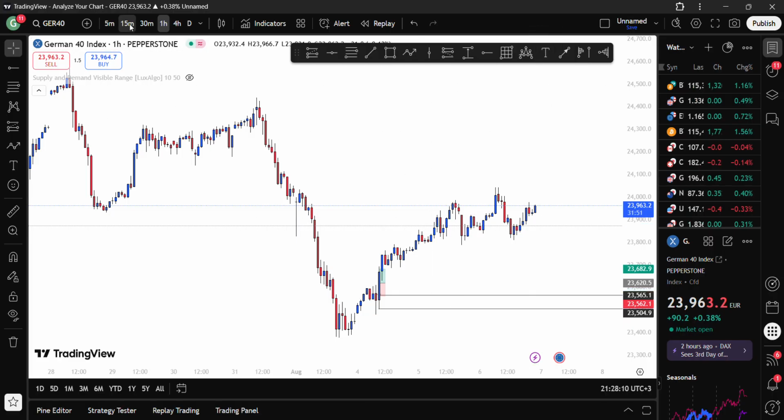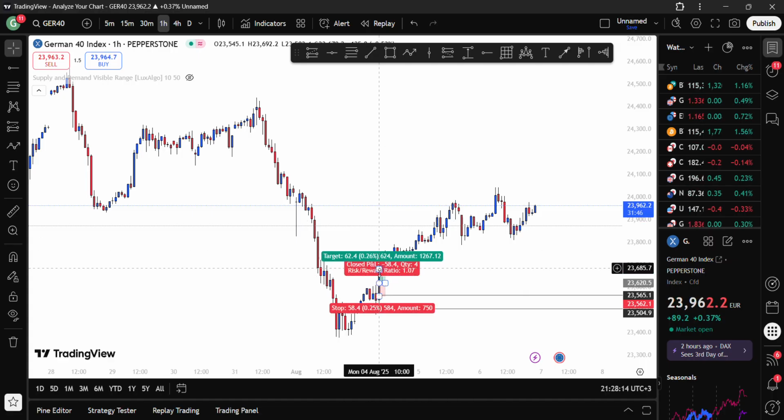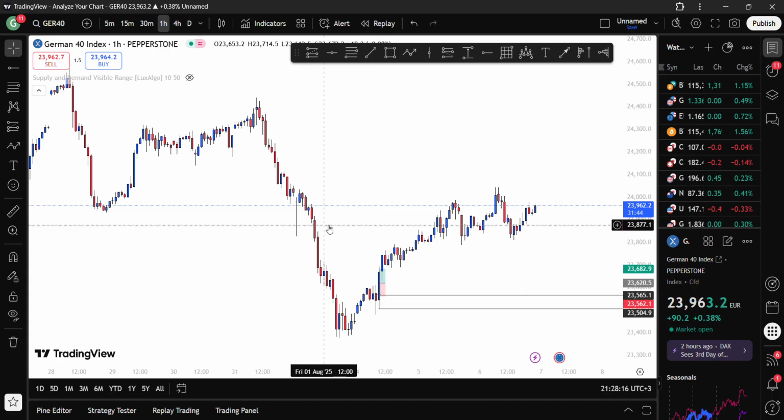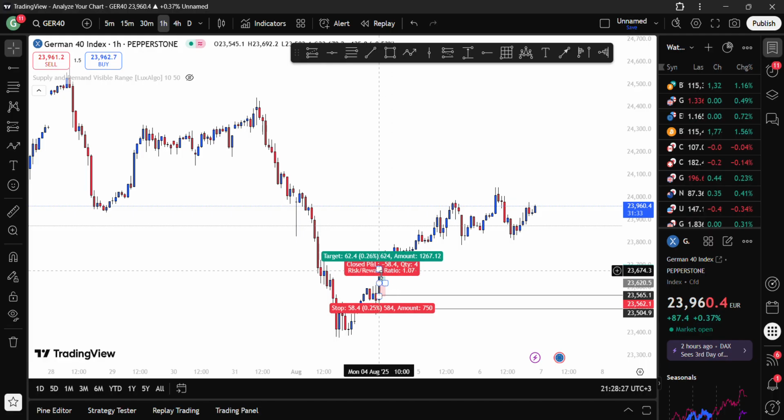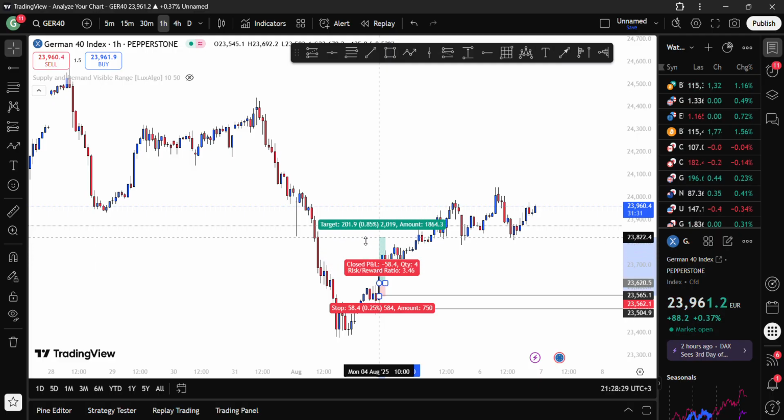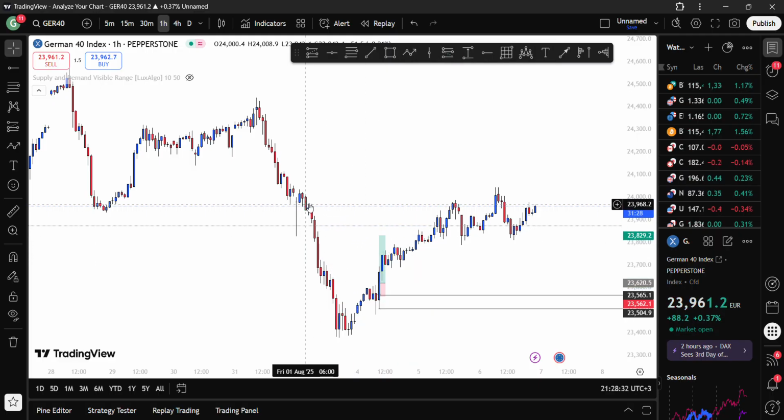So if you know the bias is bullish, you'll have to target the previous day high. How will you know the previous day high? Because this was on a Monday, we'll target the previous day high, not low. For long we go for the high, for short we go for the low. So what's the previous day high? Let me check for the Friday. Somewhere there. That is the highest point.